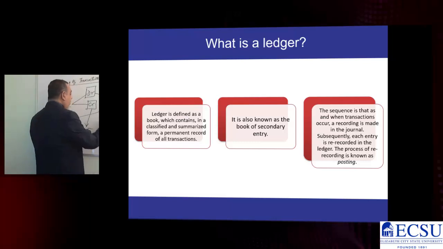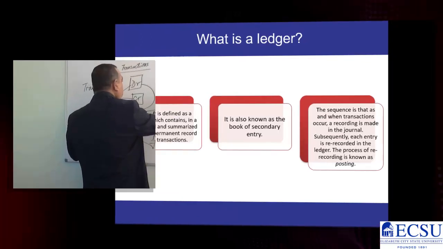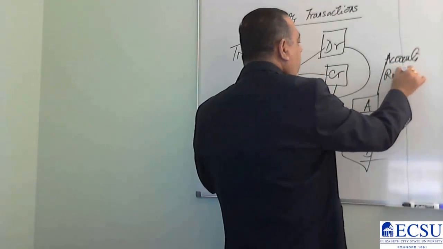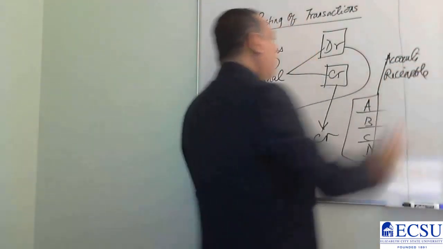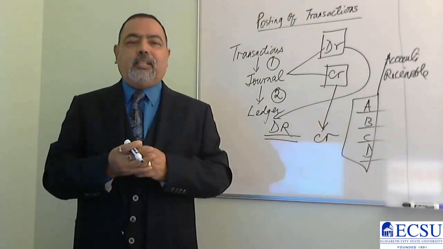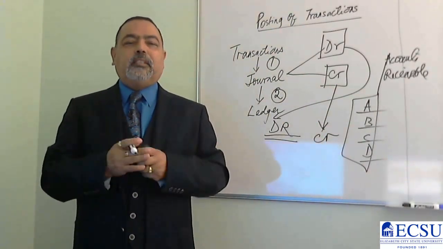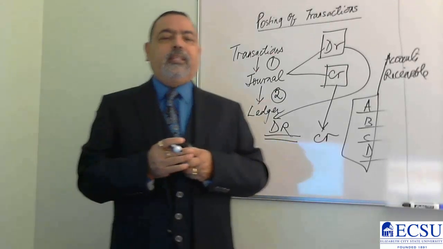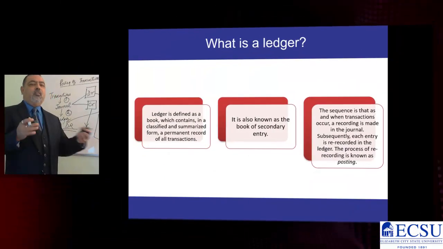Supposing I have A customer, B customer, C customer, D customer, I will have a different account for all of them, and then I will combine them in a summary form known as the accounts receivable. So that is the summary part of it. We want the classified information as well as the summarized information, and it is a permanent record of all transactions.